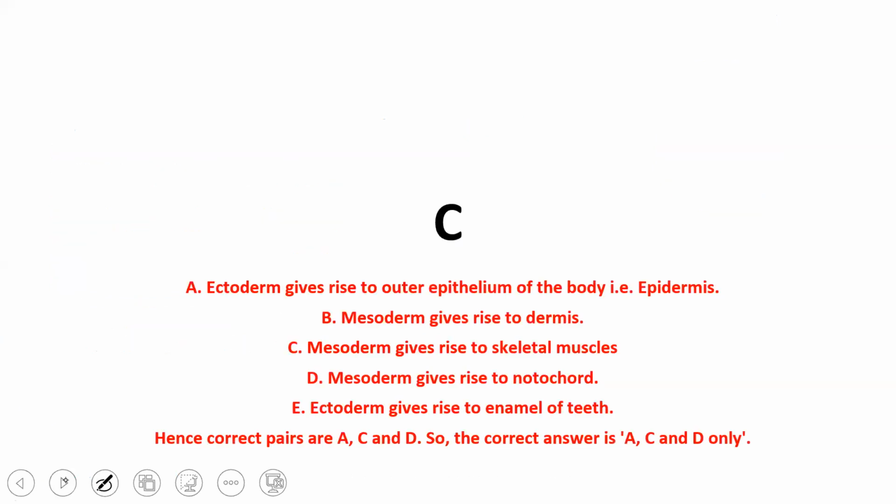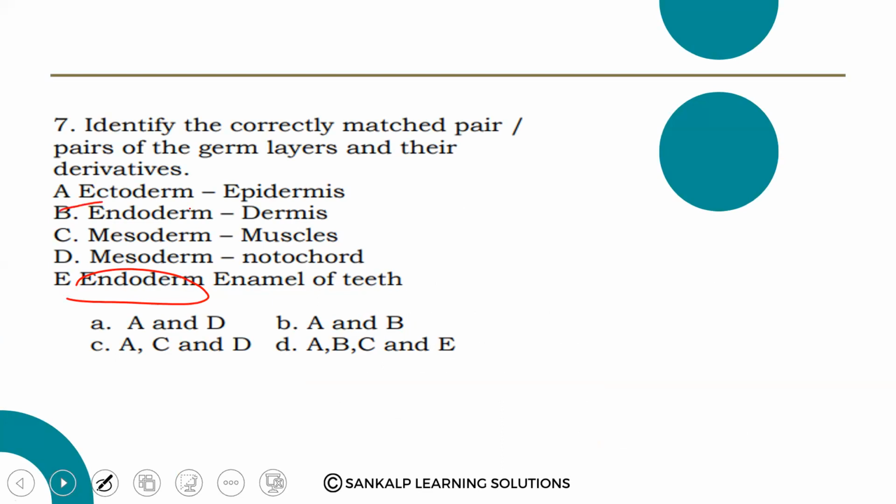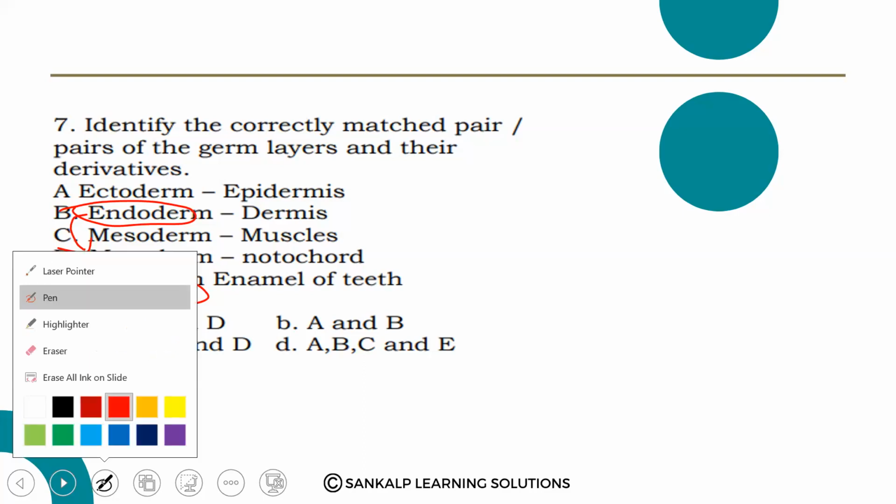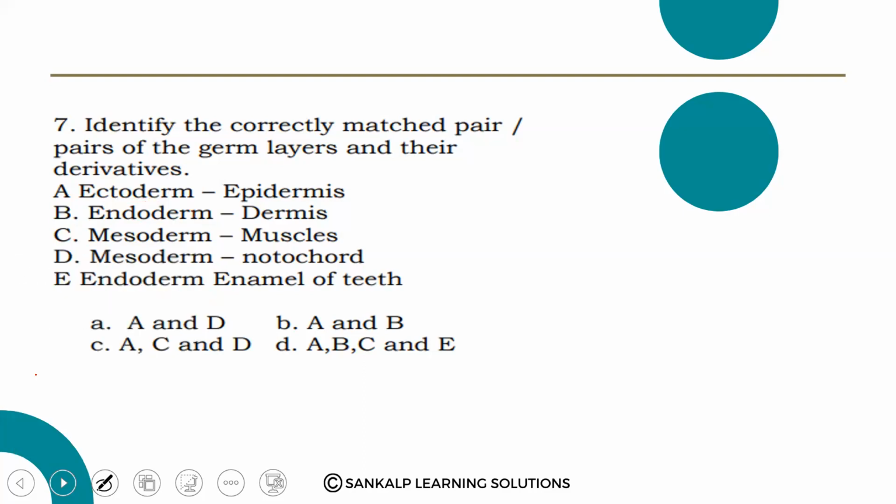And the dermis, option B is there, no? The dermis will be formed by mesoderm itself. So options B and E are wrongly matched pairs. Okay, write down the question, write down the options and complete it soon and let me know in the chat box.